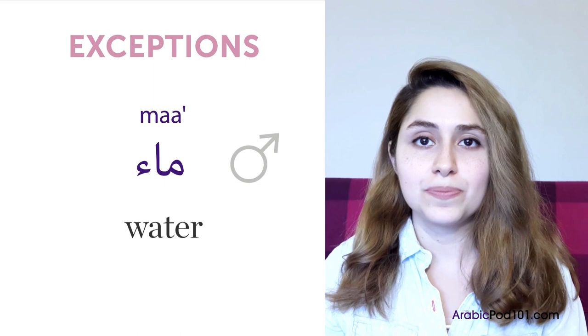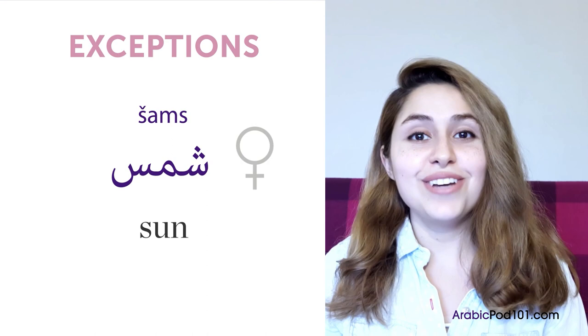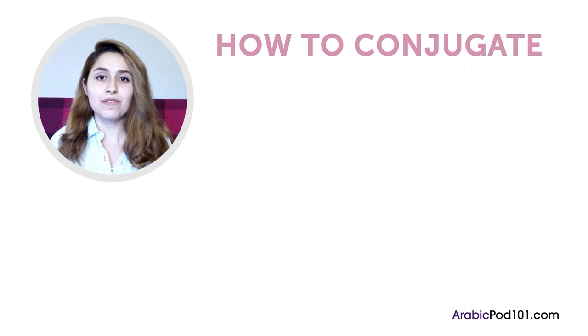For instance, the word shams, meaning sun, is a feminine word. Do you see a ta marbuta? Nope. You have to consciously remember that it's a feminine noun. The last thing you need to know about Arabic feminine and masculine nouns is that they change the conjugation of any verb or adjective that describes them.